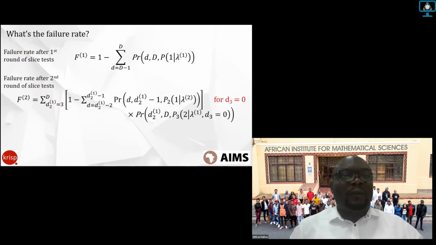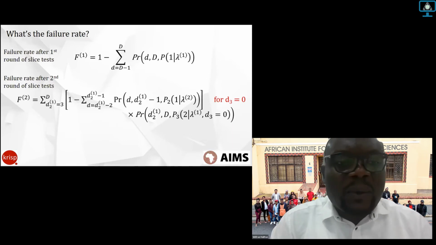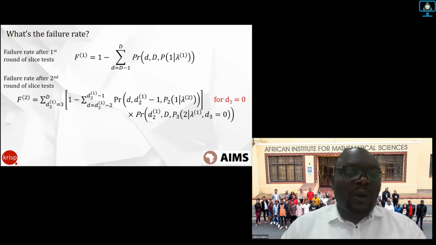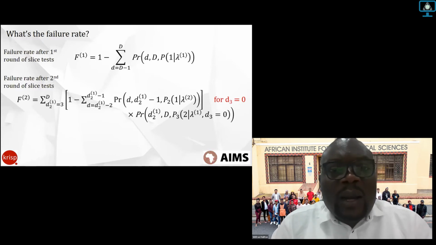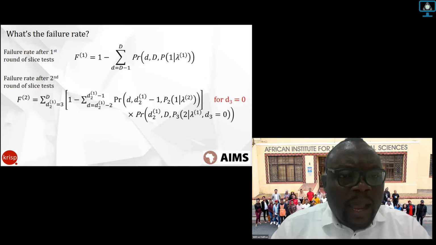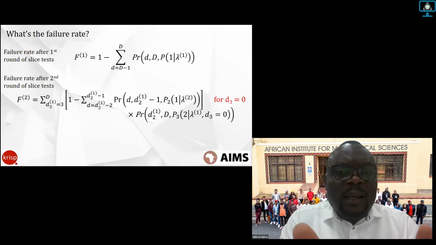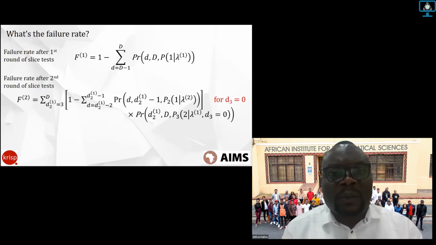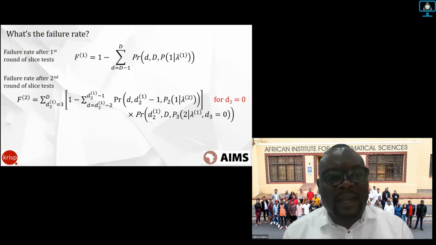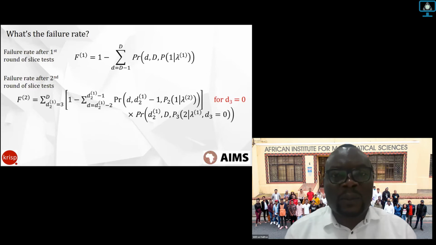Now we know what the failure rate is in the first round. We can also ask what is the failure rate in the second round. So again, in these brackets, I have essentially what I have here. This is 1 minus the probability that I have sigma equals 1 in all but one principal direction. So I have to look at these probabilities and sum over all possible values of D sub 2. This is the number of principal directions I had in the first round of slice test with sigma equals 2.